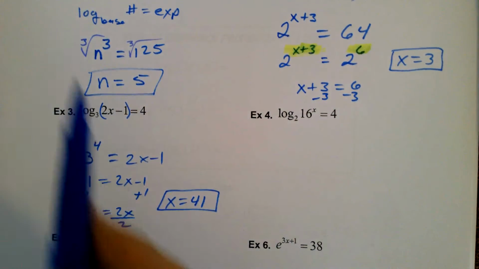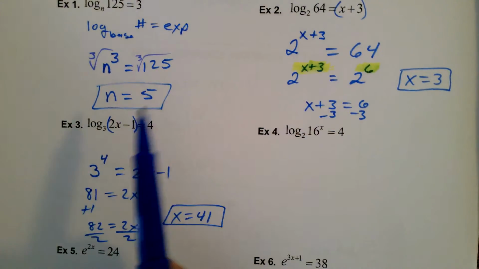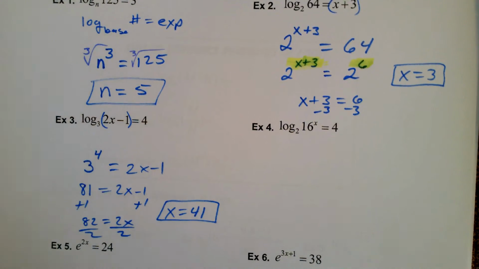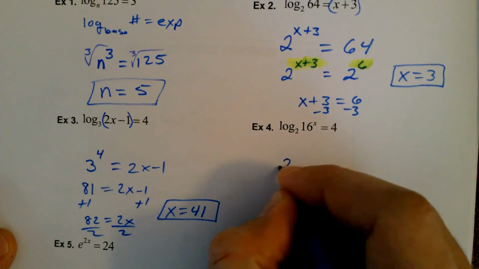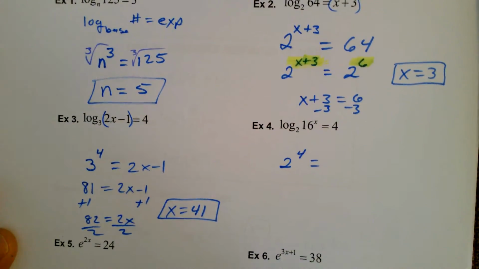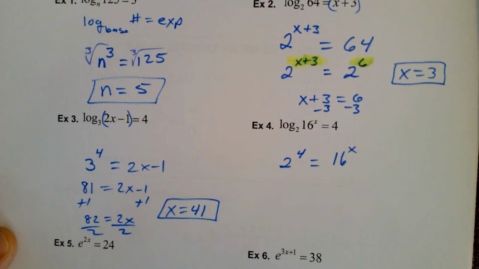All right, so I gave it to you where the variable is the base. I gave you where the variable is the exponent. And now this is an example where it's that number. Always do the same thing. Convert it from logarithmic to exponential. So we do it one more time. My base is 2. My exponent is 4. And now that's equal to that number, which in this case is 16 to the x.